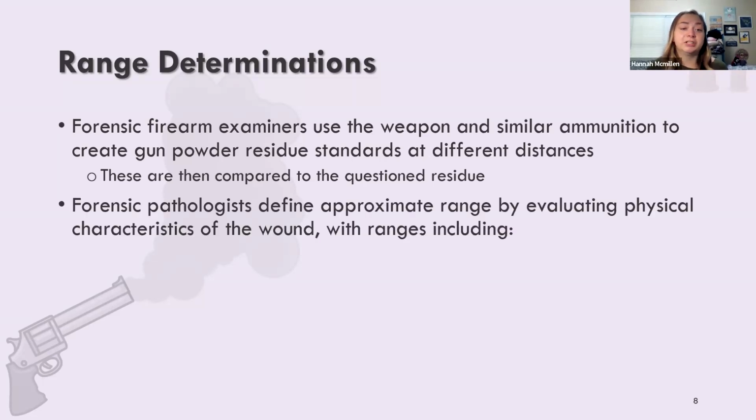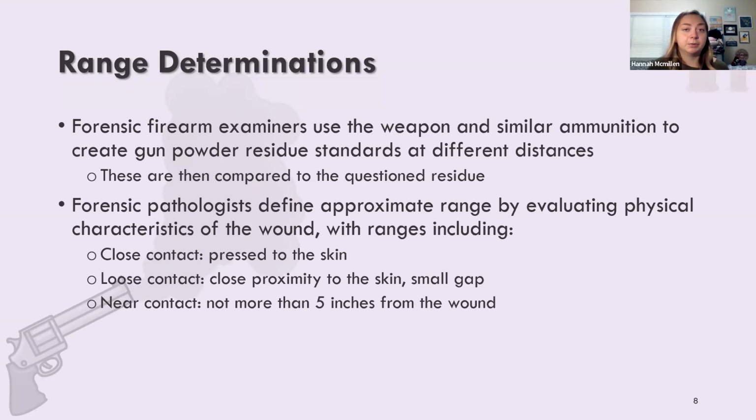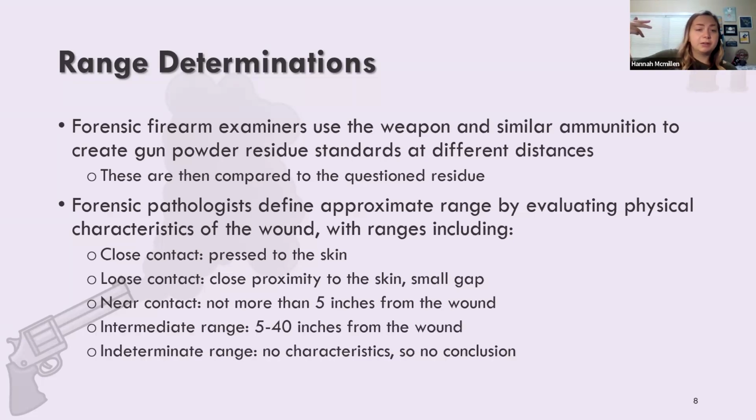So the forensic pathologist defines approximate range by evaluating physical characteristics of the wound, with ranges including close contact, so pressed to the skin; loose contact, so close proximity to the skin, having a small gap between the actual muzzle of the firearm and the skin itself; near contact, not more than 5 inches from the wound. And then we have intermediate range, so that's 5 to 40 inches from the wound. And then we have indeterminate range, where there are no characteristics, so there's no conclusion that we can reach about range determination.